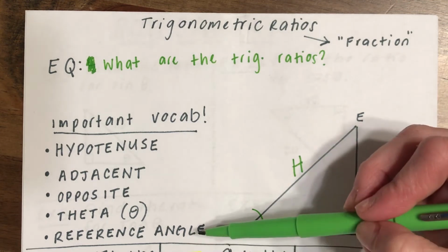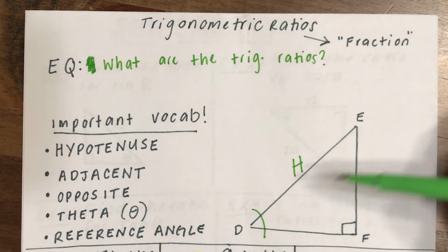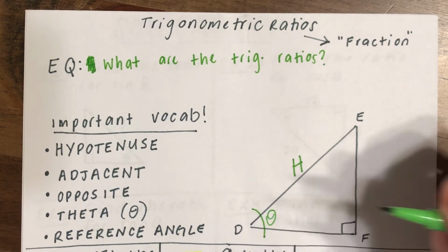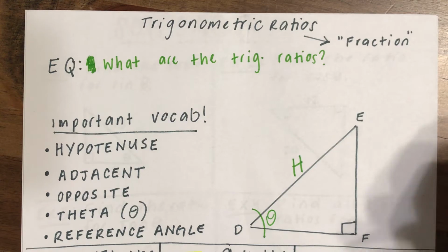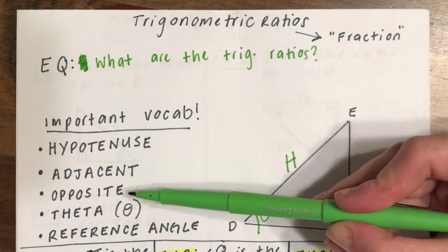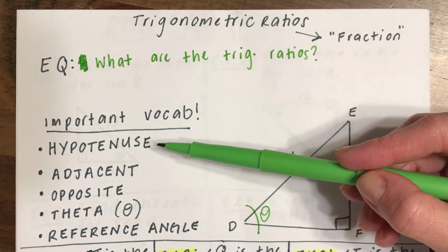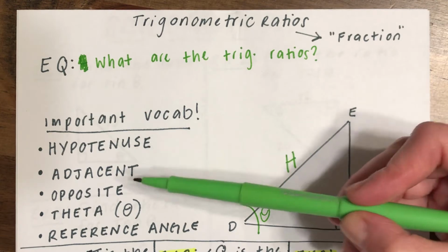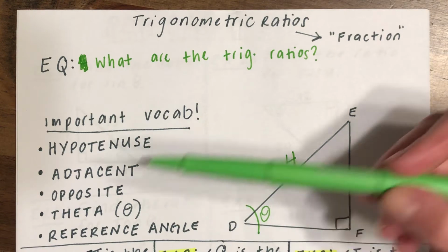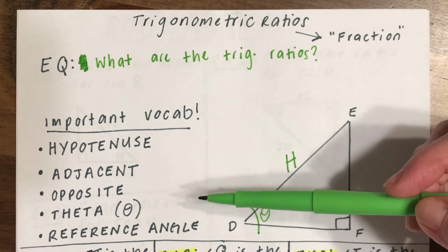You never put the reference angle on the right angle. It's always the acute ones in the corners. Like I said, we use that Greek letter theta to show where the reference angle is located. Hopping back to adjacent and opposite, in the same way that we used H to show hypotenuse, we are going to use A and O to show adjacent and opposite. Where these two things are located depends on where the reference angle is.